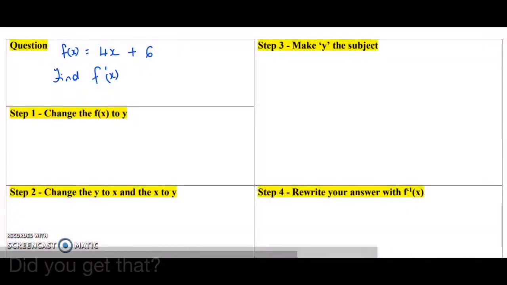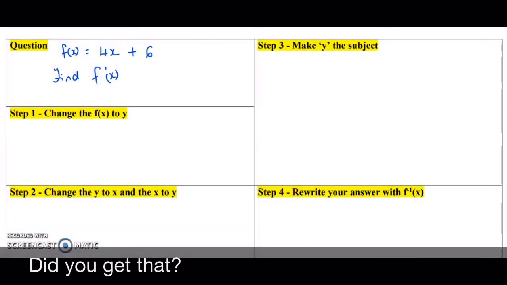So for this function, f of x is equal to 4x plus 6, and we're asked to find the inverse of f. I am going to follow the steps that I have here on the screen. Step 1, change the f of x to y. Step 2, change the y to x and the x to y. Step 3, make y the subject. And for the last step, rewrite my answer with the f inverse sign.